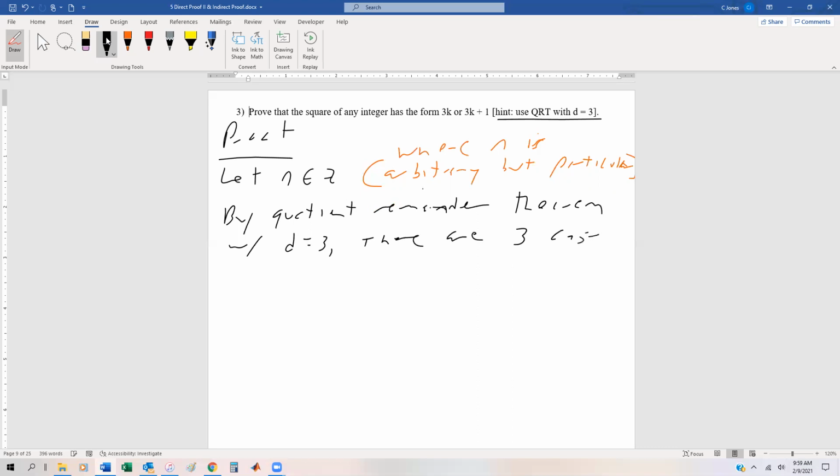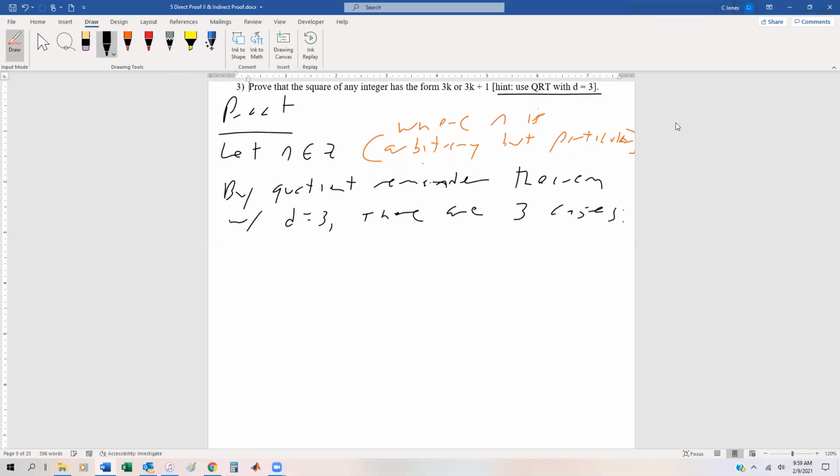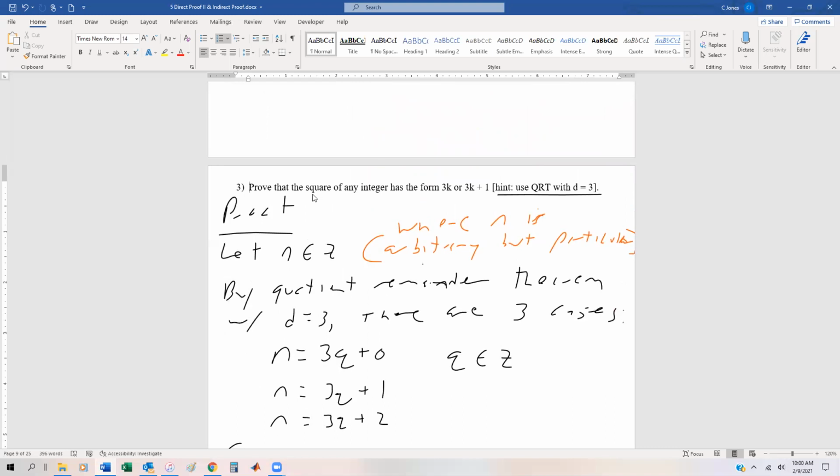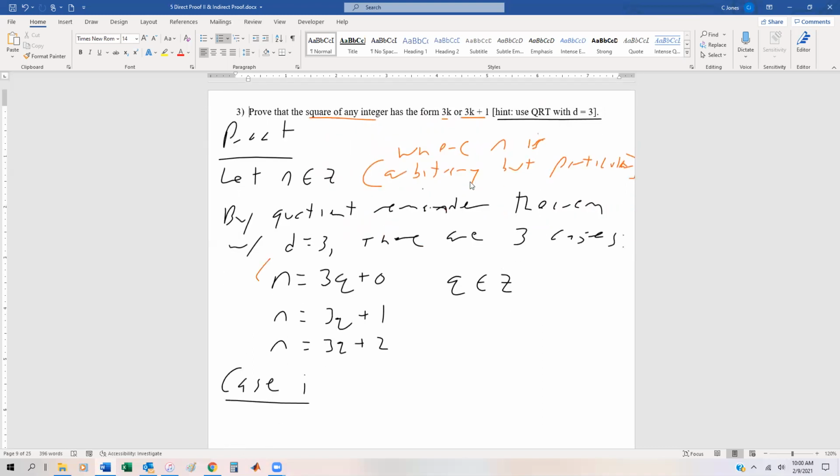there are 3 cases. And you might remember we actually did this problem at the very beginning of this section, where we started defining all the different outcomes for the quotient remainder theorem. So the 3 cases are that n is equal to 3q plus 0, n is equal to 3q plus 1, and n is equal to 3q plus 2, where q is an element of the integers. So what we've done is define our variables, and then go through and define all the different cases. So we're going to have 3 cases. Remember, what we're trying to show is that the square of any integer is either 3k or 3k plus 1. And these are our 3 integers that we're squaring.